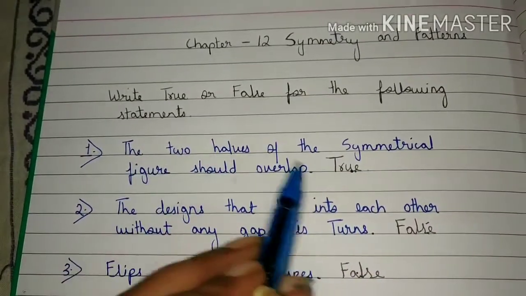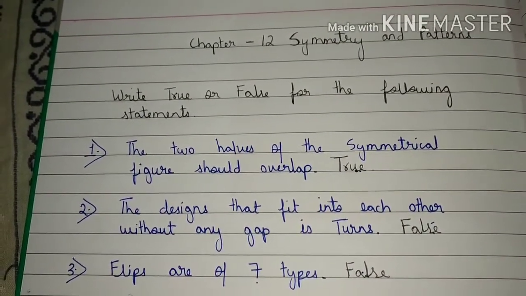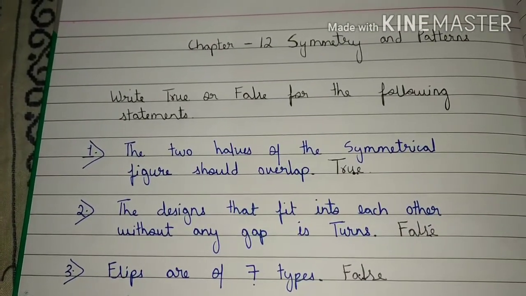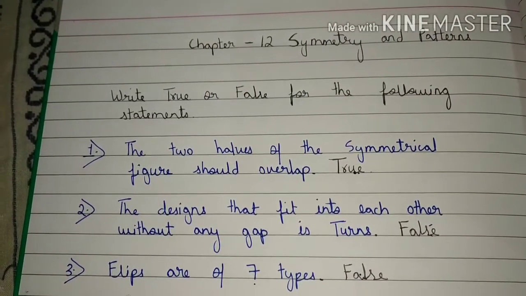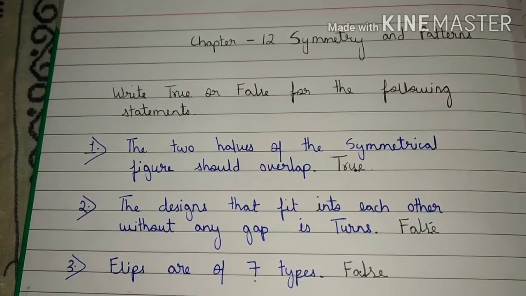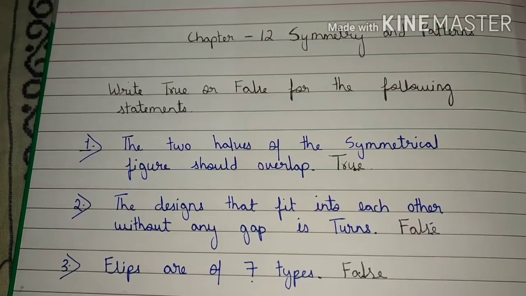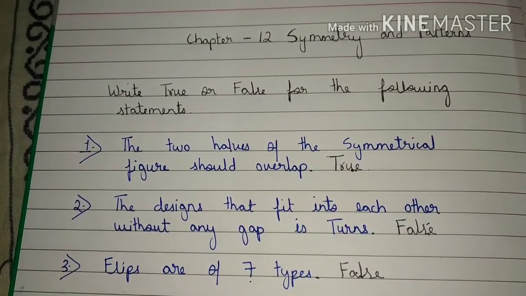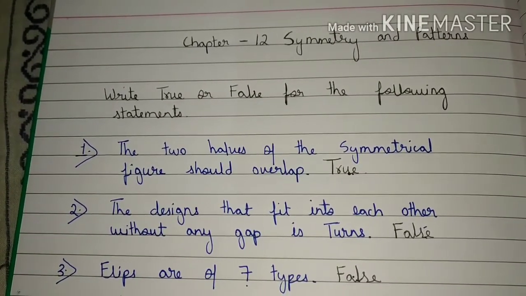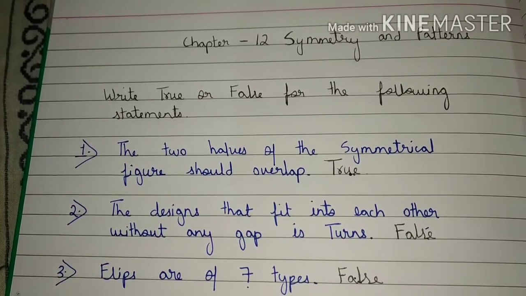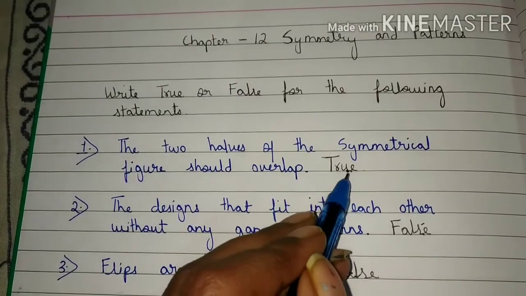Students, this statement is true because symmetrical figures are those figures which can be divided into two equal parts or two halves, and those two halves should overlap each other, or they are covering each other, or they are facing each other, or they are equal to each other, or they are of the same type. So students, this statement is true.